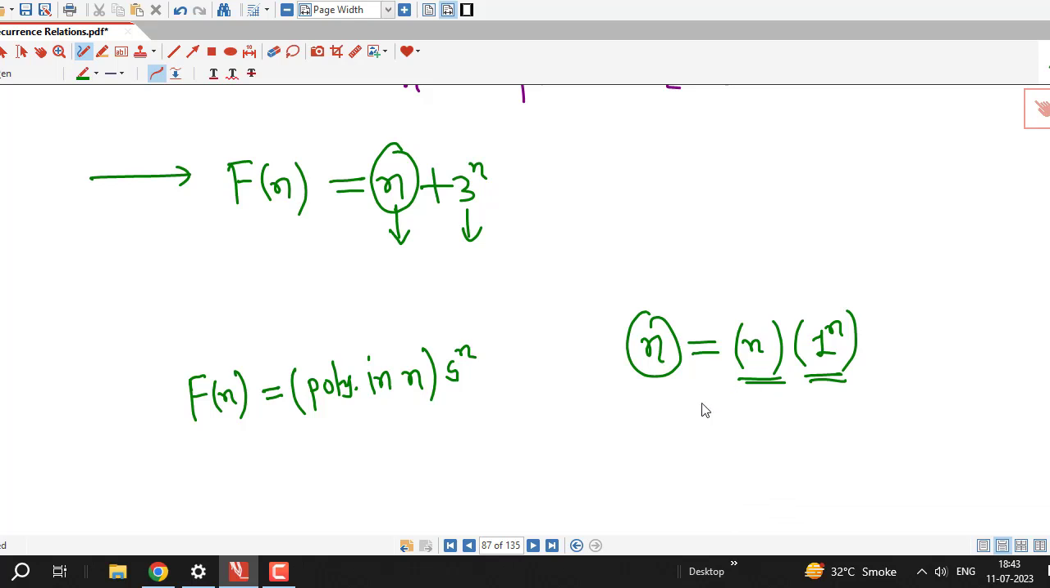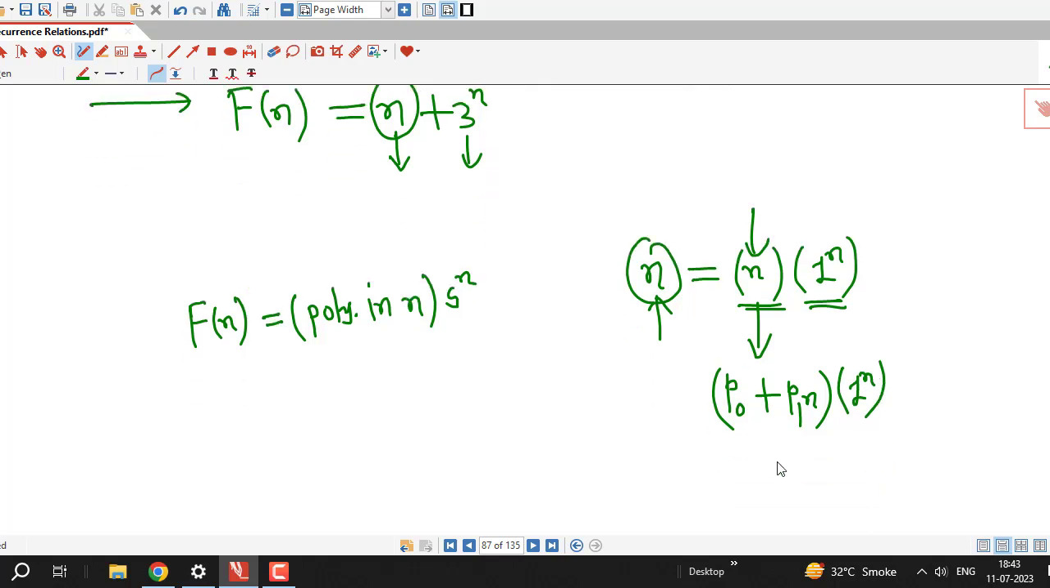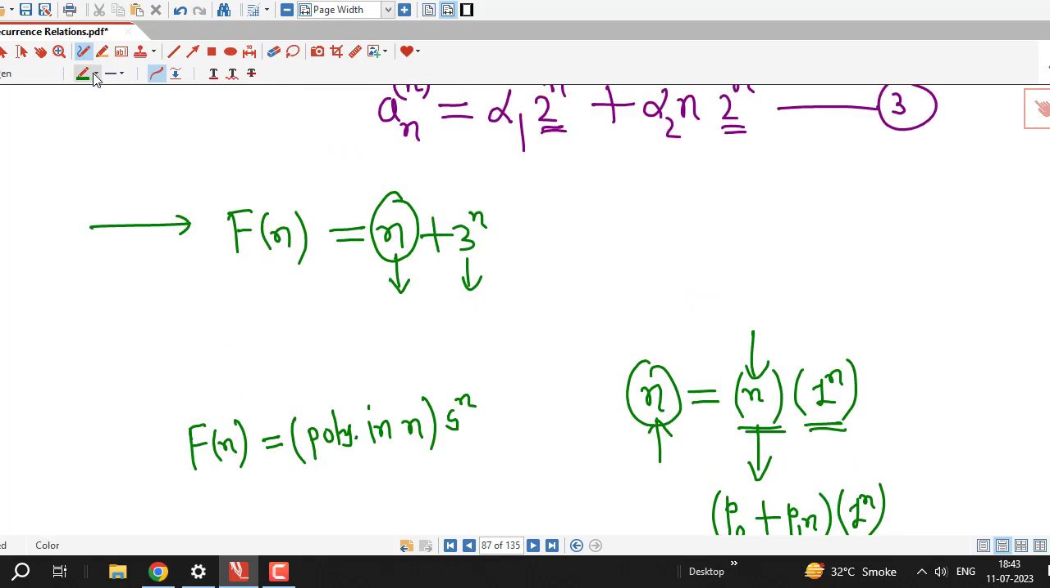So therefore the choice corresponding to this function n is a polynomial of first degree, so I will write p0 plus p1 n, and I keep 1 raised to n as it is because s equal to 1 is not the root of the characteristic equation. Therefore I will have p0 plus p1n corresponding to this function n. So we write here p0 plus p1n is the part of a particular solution corresponding to this function n.